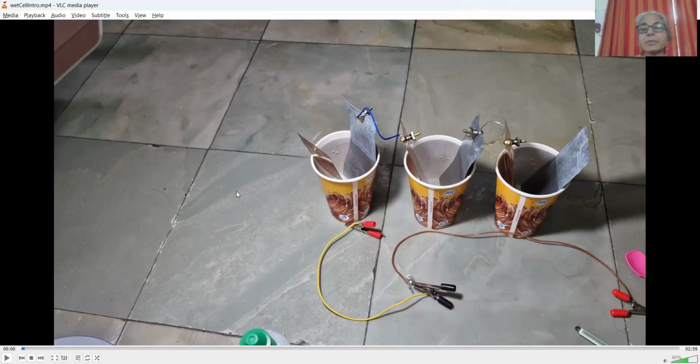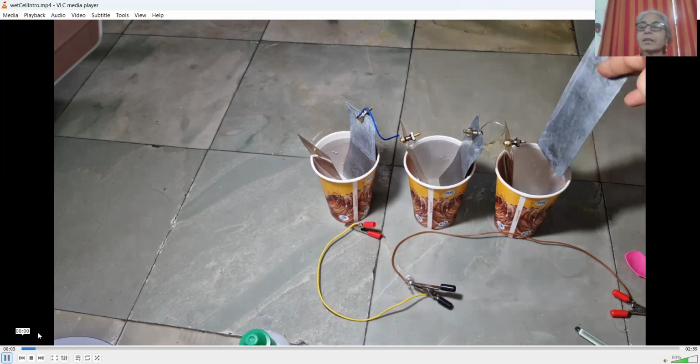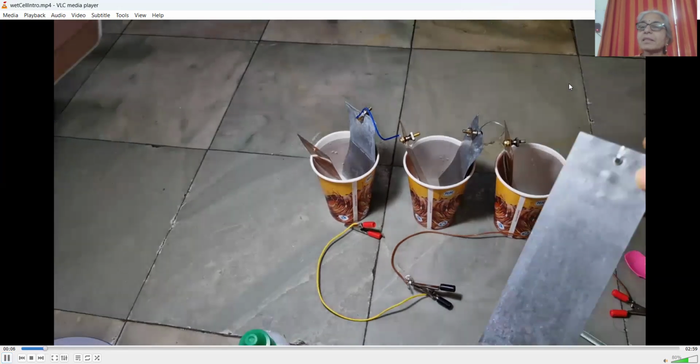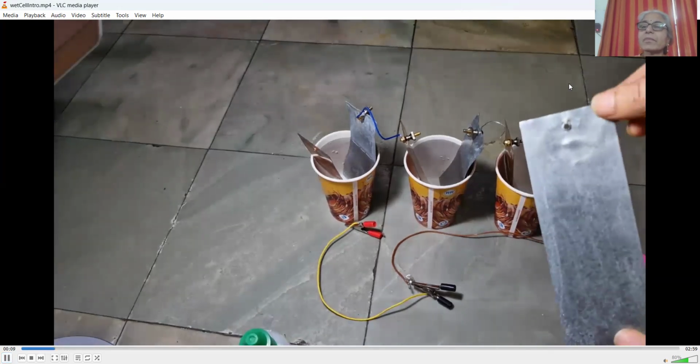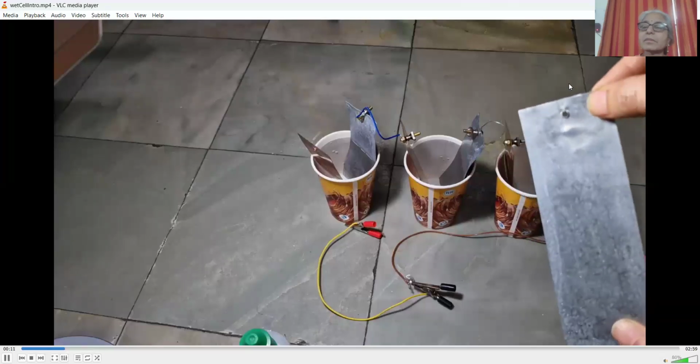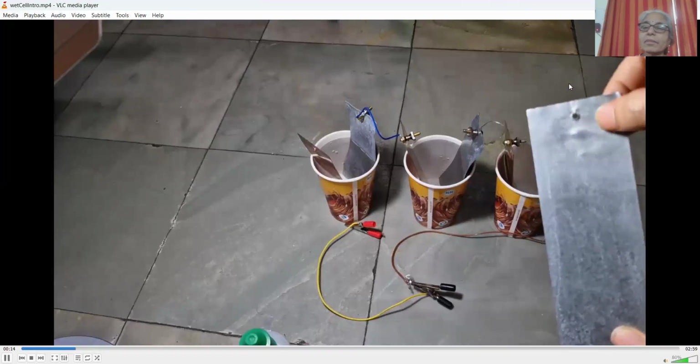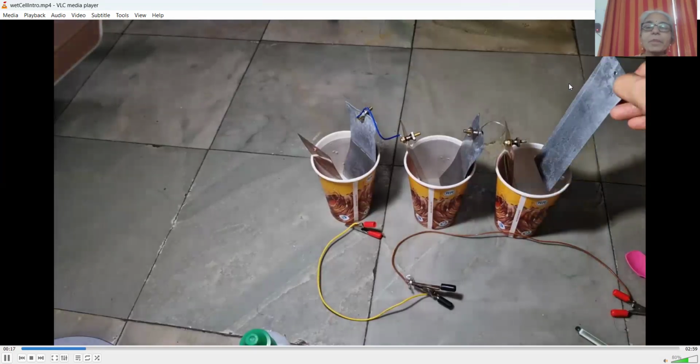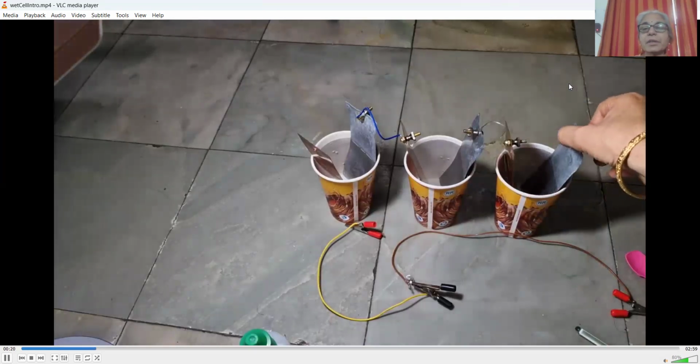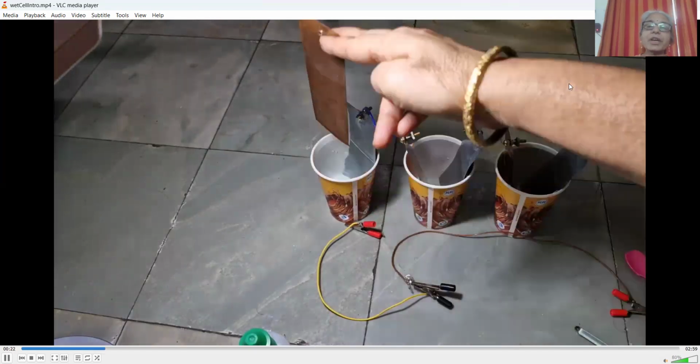This is my wet cell experiment. I have made 3 wet cells. Each paper cup here is 1 wet cell. In the wet cell, I have water with a few drops of dilute sulfuric acid added to it. And I have a copper plate and a zinc plate. Zinc is a gray metal and it is quite soft. Copper is a pinkish red metal. It's quite shiny.